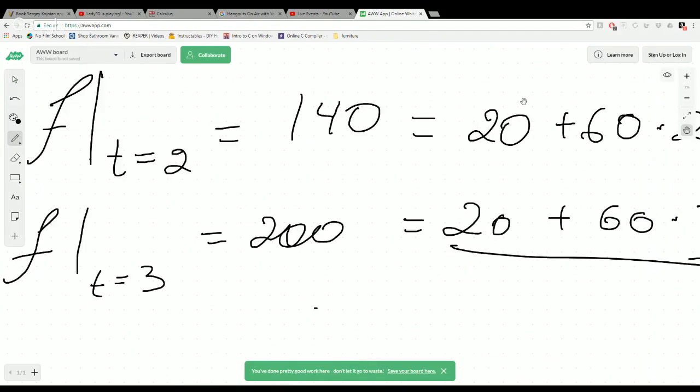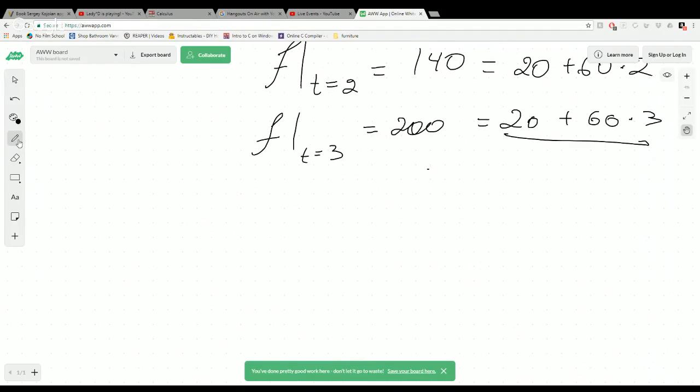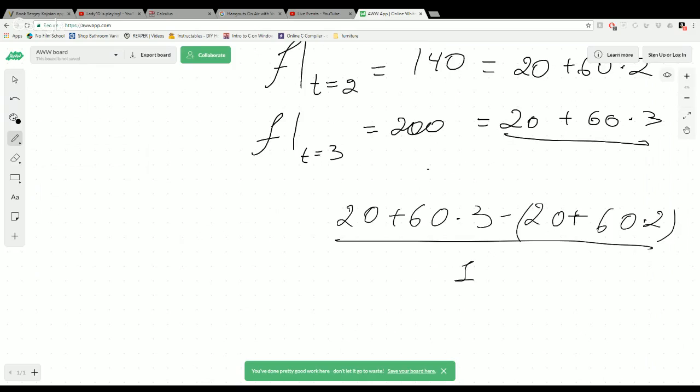So let's go down, zoom out. All right. So 20 plus 60 times 3 minus 20 times 20 plus, in parentheses, of course, 60 times 2 over 3 minus 2, which is 1.